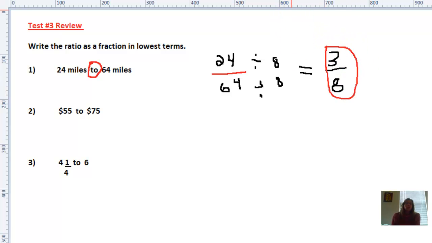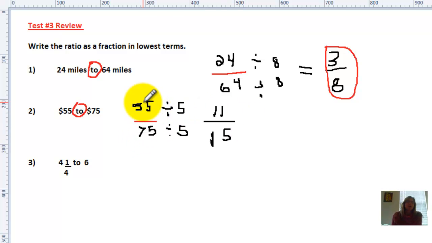Number 2, we have "to", so we put the fraction line. We have 55 to the left and 75 to the right. So 55 goes on top and 75 on the bottom. 5 divided into 55 is 11, and 5 divided into 75 is 15. So that is reduced, and that's the answer to number 2.